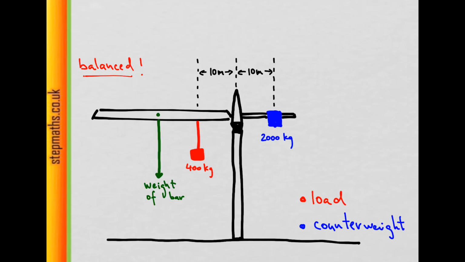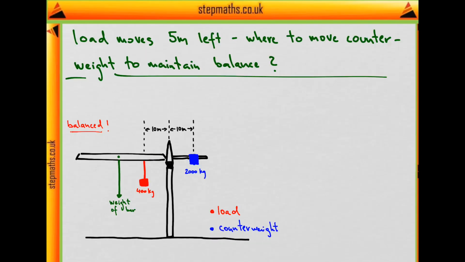But the key piece of information here is that the whole system is balanced. There is no motion around this point where the crossbar meets the support. Later, the load moves by 5 meters to the left, and the question is where we need to move our counterweight to in order to maintain the balance.